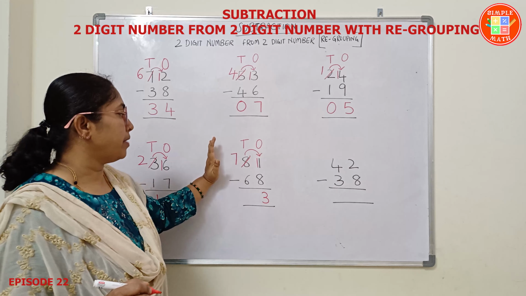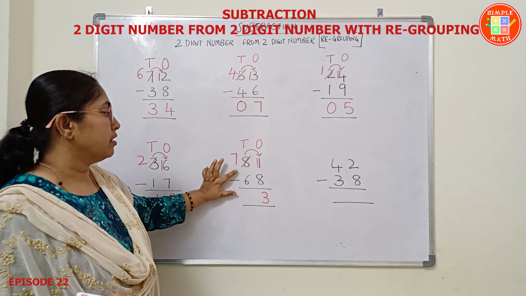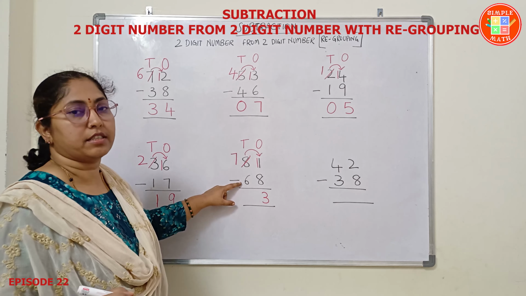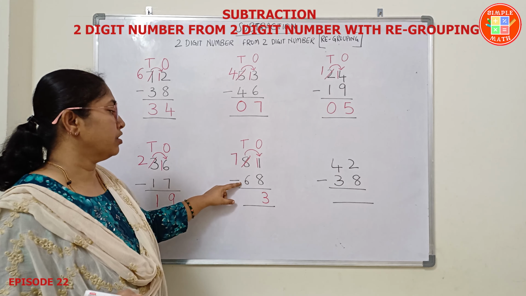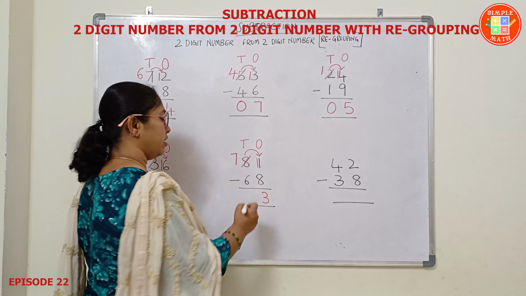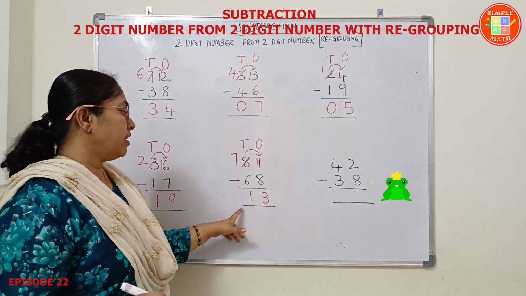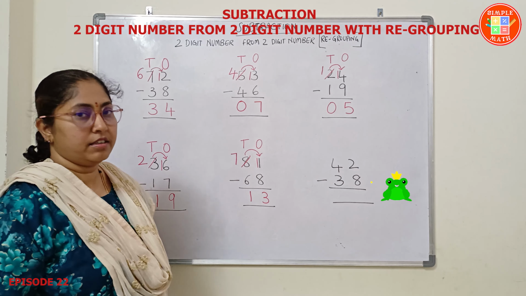Come to the tens column now. When you subtract, okay, 7 minus 6. So 6 in your mind. Count after 6: 7. How many fingers did you get? Or what is the number you got? 1. So the answer is 13.